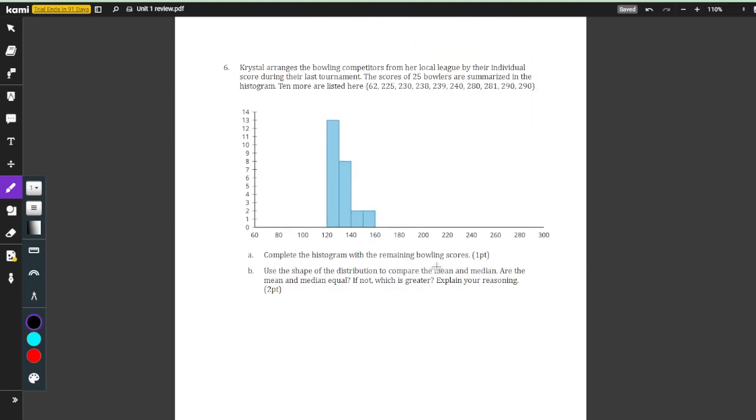Two more questions. We have 6 and 7. For 6, we need to build our histogram. We need to finish the histogram. That's the biggest thing. Complete the histogram with the remaining bowling scores. We have all these bowling scores, so we need to figure out which bowling scores actually work. And we have to count. These are the counting points of everything over here. On the left, up and down is our range. Our range includes the first, but not the second. Include the first number.